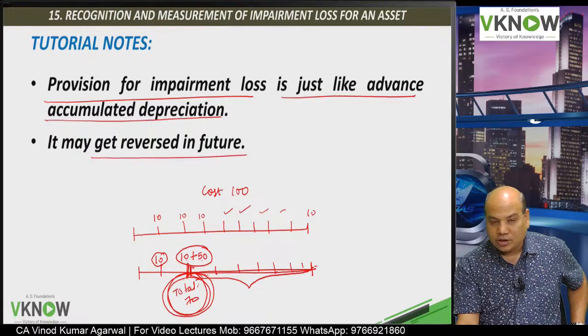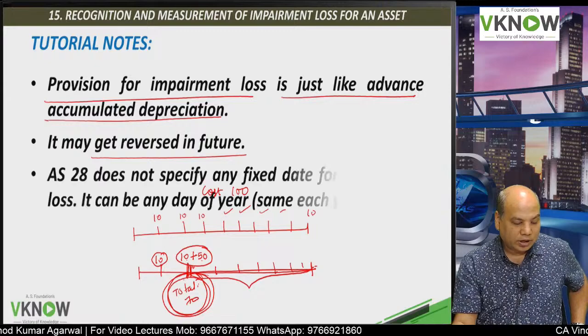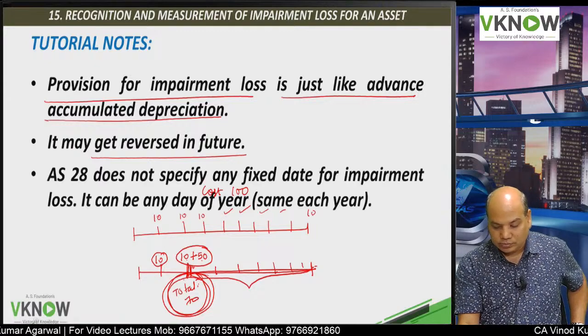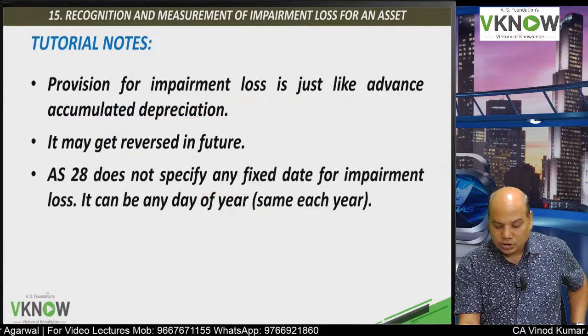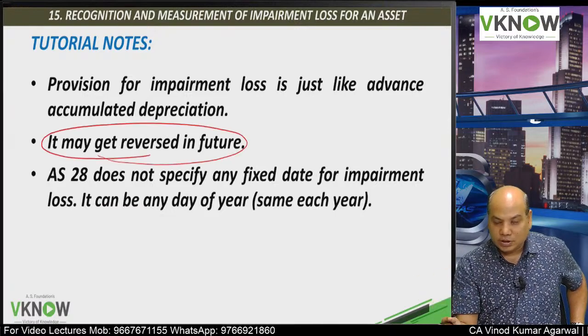Impairment loss can get reversed in future also. If the recoverable amount goes up, we can reverse the impairment loss. About reversal of impairment loss, we will discuss in the last part of the chapter.